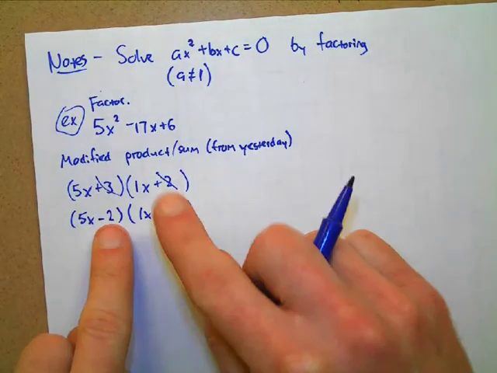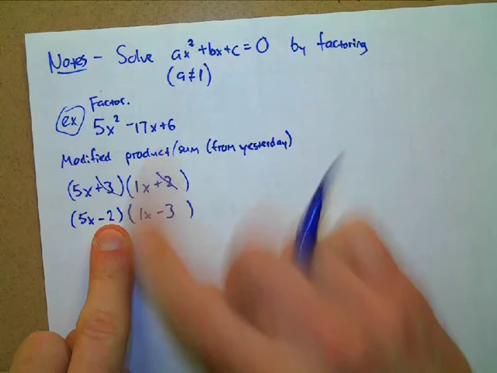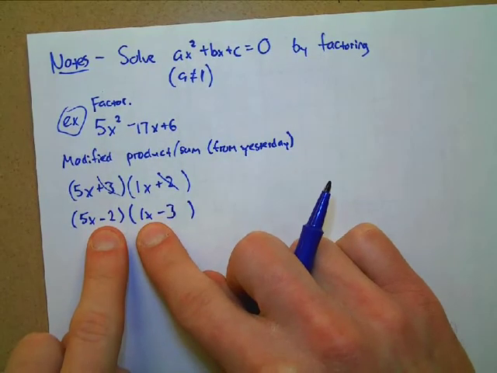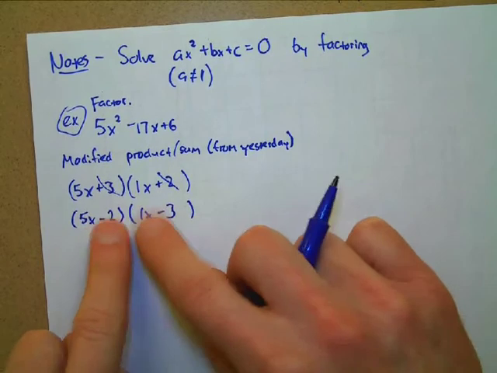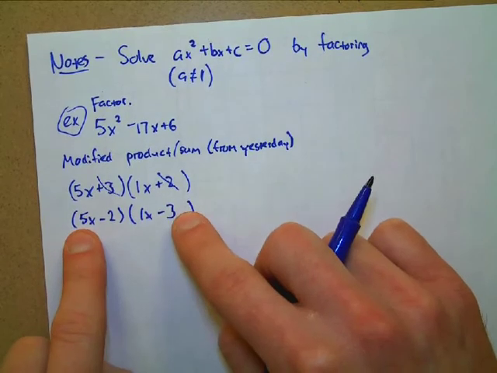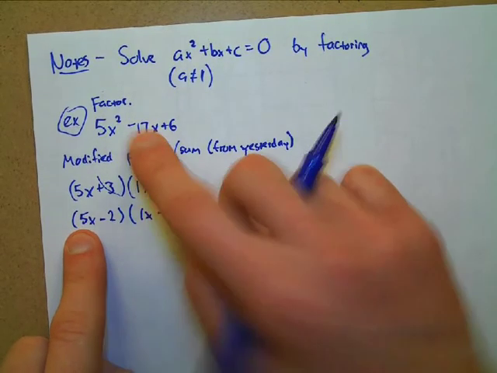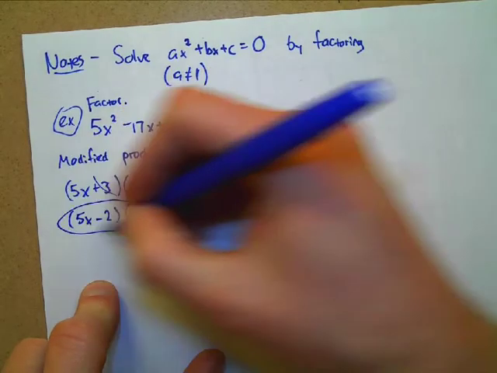Negative 2 times negative 3, we'll leave us at positive 6. Negative 2 times 1, negative 2. Negative 3 times 5, negative 15. What's negative 2 plus negative 15? Negative 17. So there's our answer. Okay, there it is.